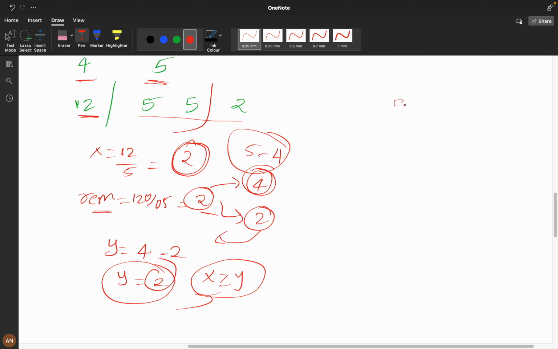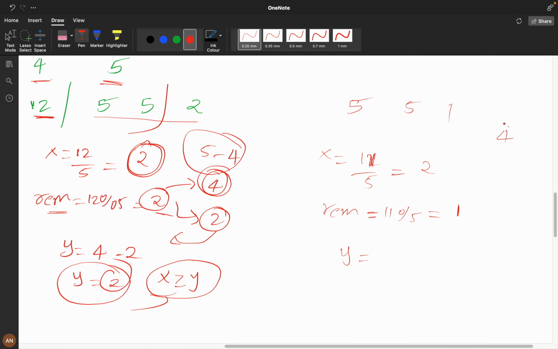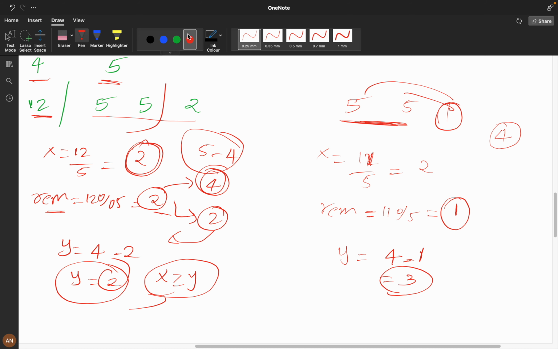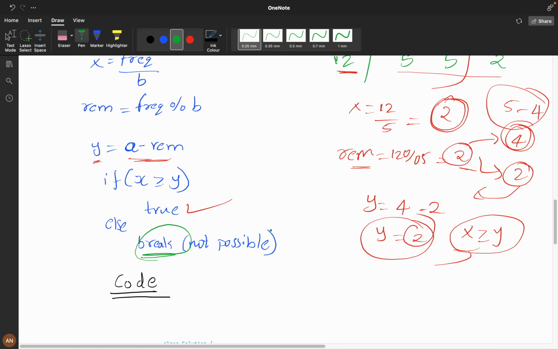Suppose if you take 5 and 1, my x will be 12 by 5, which will be 2, and my remaining, it is 11, sorry, remaining 11 modulo 5, which will be 1. And if you calculate y, my x can reach till 4, and here we have 1. How many elements do we require? 4 minus 1, which is 3, which is obviously greater. We can manage only 2 elements. We can give only 2 elements to this one to satisfy the above condition, but it says that we require a minimum of 3 elements. Then we can say break, that is not possible.